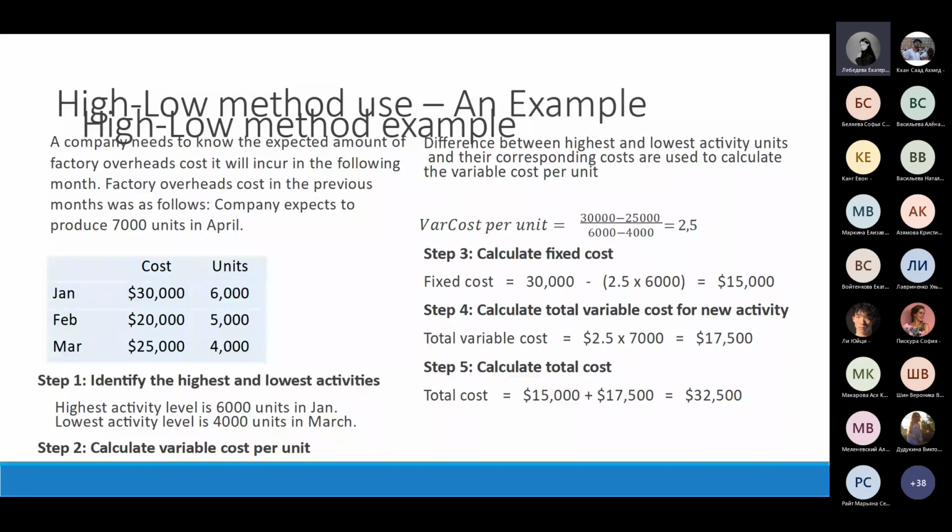So it is just 7,000. It's a number that we will have in April, yes? Yes, of plan units. It is stated in the text that the company expects to produce 7,000 units in April. Okay. Thank you.